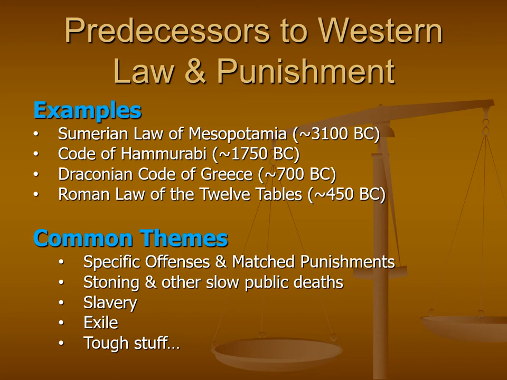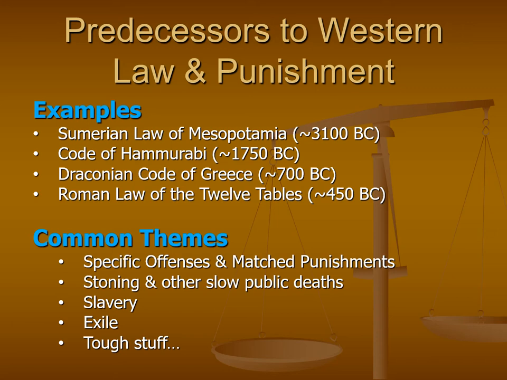So when we look back to pivotal examples of how societies around the world have responded to punishment throughout humankind's history, several pop up as being some of the major ones. Going back to the Sumerian law of Mesopotamia around 3000 BC, the Code of Hammurabi, the Draconian Code of Greece, the Roman Law of the 12 Tables. Each one of these was pivotal and influential in the sense that in major societies of the time, they were some of the earliest forms in which laws and punishment and social behavior were codified. And that means written down and recorded so that it was spread amongst that entire civilization.